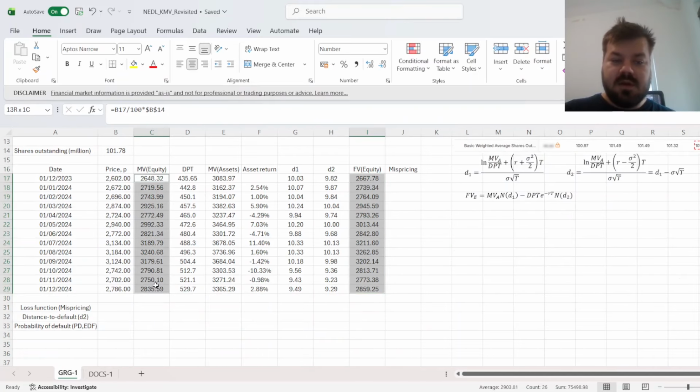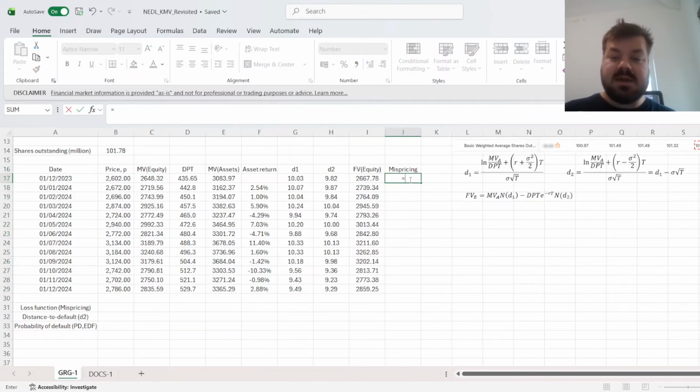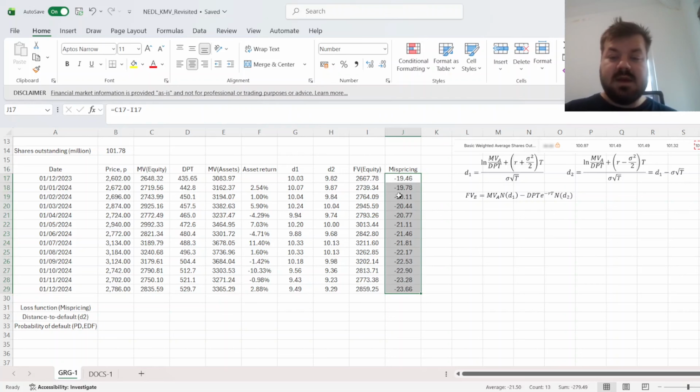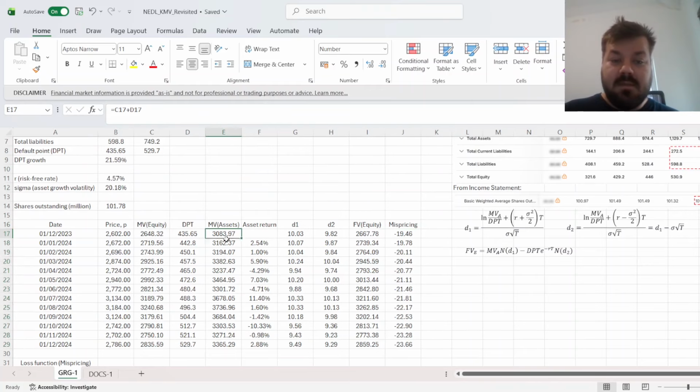But we have got the actual values for the market value of equity that we calculated to start with. And we can see that there is a slight deviation. We can calculate it explicitly by subtracting one from the other. And this is the mispricing that occurs because, remember, we simply guessed what the market value of assets is.